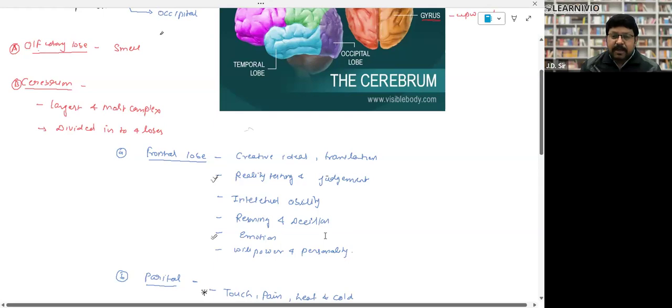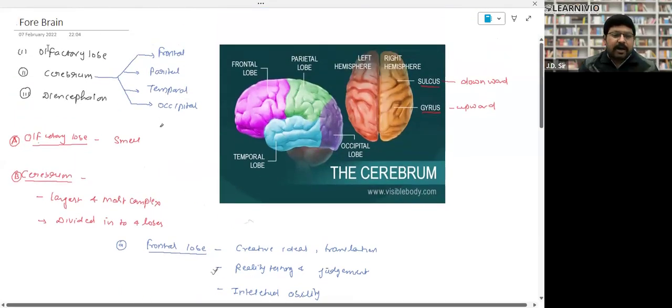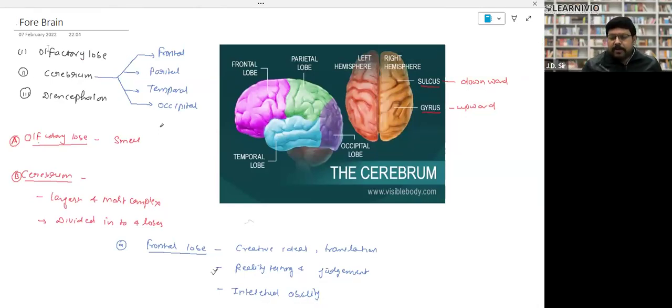Reasoning and decision making, meaning logic and decision making. Emotions are controlled by the frontal brain, right? Willpower and personality are controlled by the frontal brain. First start writing quickly, then I will scroll. So your heading will be part of the brain, then out of the parts of the brain, forebrain.